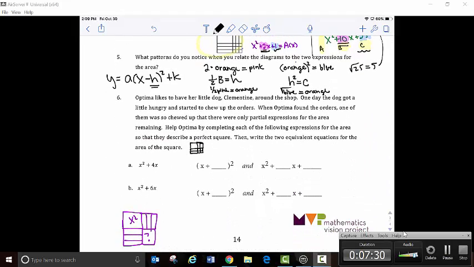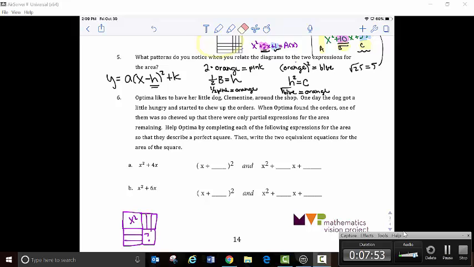Optima likes to have her little dog Clementine around the shop. One day the dog got a little hungry and started to chew up the orders. When Optima found the orders, one of them was so chewed up that there were only partial expressions for the area remaining. Help Optima by completing each of the following expressions for the area so that they describe a perfect square. Then write the 2 equivalent equations for the square.